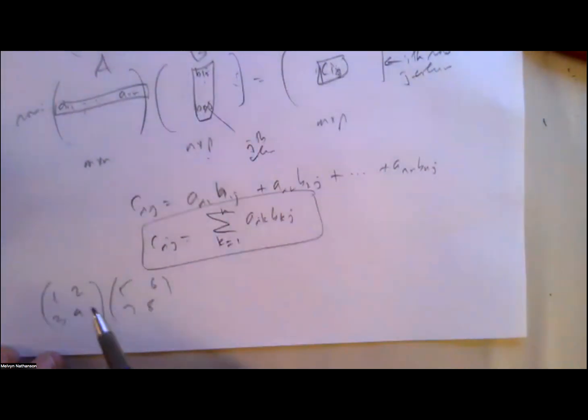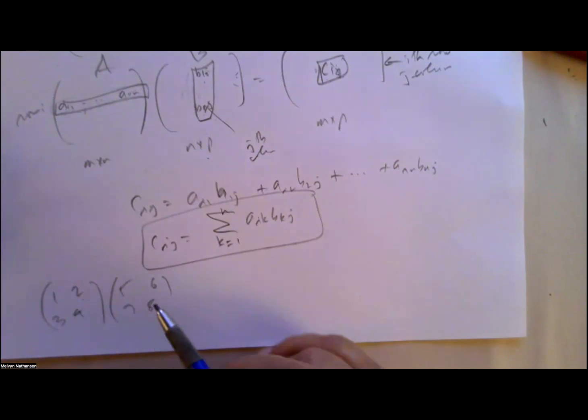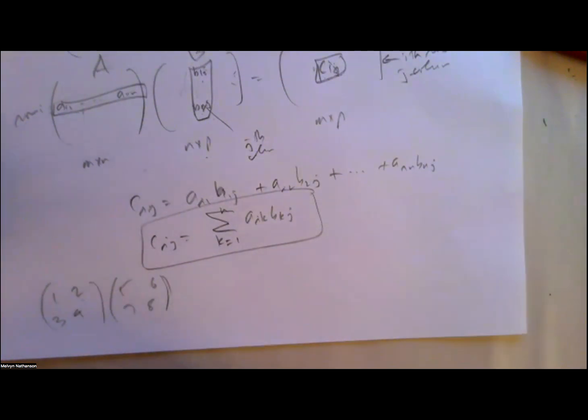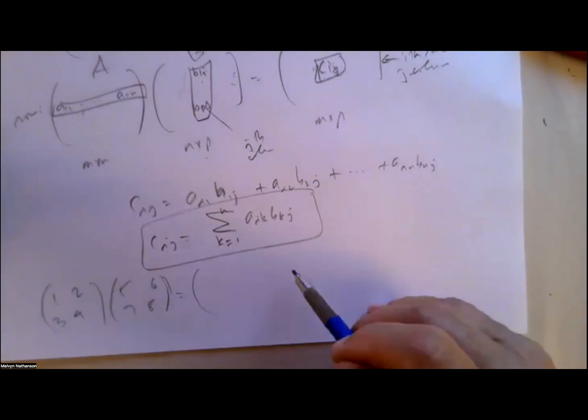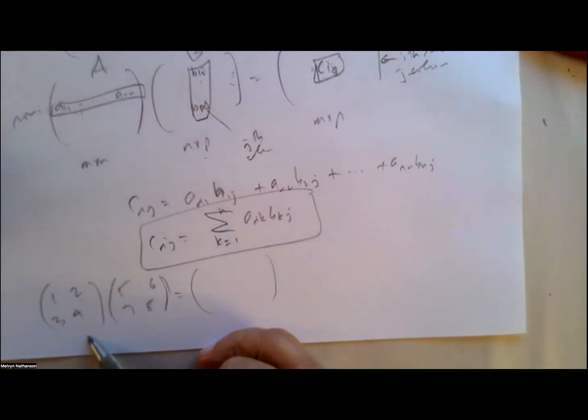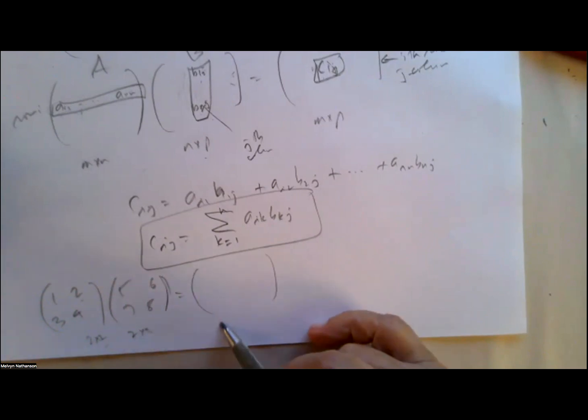So the important thing is the number of columns here equals the number of rows here. The fact that the number of rows equals the number of columns is irrelevant. It's not good nor bad. It doesn't matter. But this is a 2 by 2 matrix. This is a 2 by 2 matrix. So the result will be a 2 by 2 matrix. The inner twos cancel, but it's still 2 by 2.